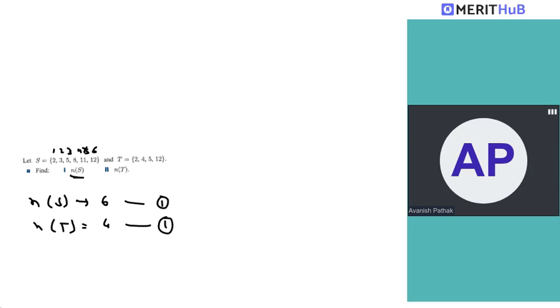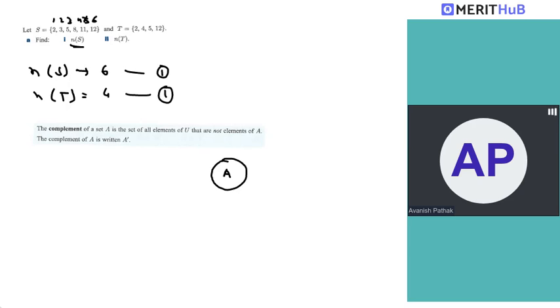Now we are coming to something called the complement of a set. The complement of a set is something which is not an element inside the set. The definition is: the complement of set A is the set of all elements in the universal set that are not part of A. Basically, if these are the elements of set A, then A bar is something lying outside it, or we can also write it as A dash, which is not inside A.